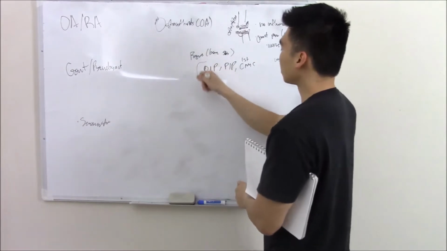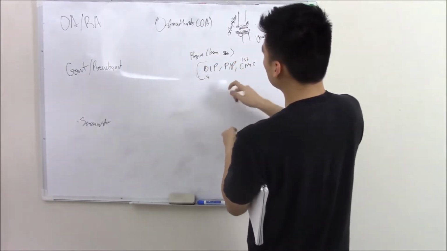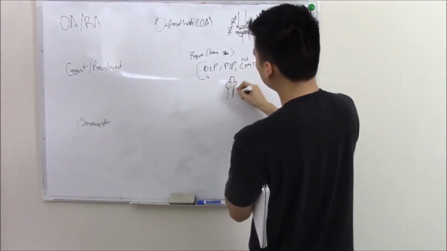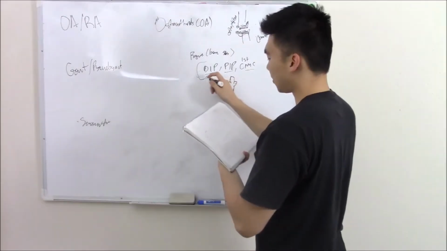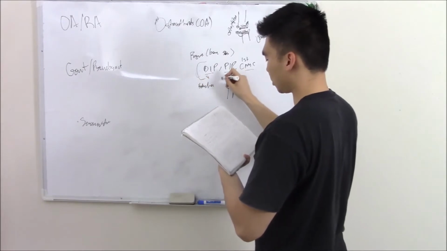Pictures will be in my notes. When you have this involvement, you'll see the bone spurs. You'll actually see these coming out of your fingers. So this is what your finger will look like. These little spurs, bone spurs coming out of your fingers. And the DIP is called Heberden nodes. PIP is called Bouchard's.